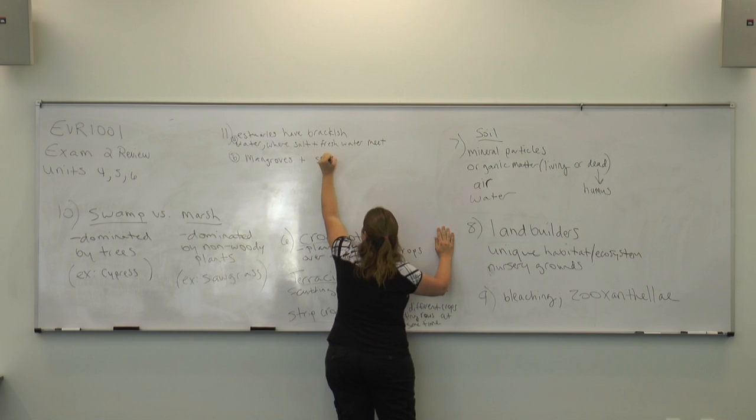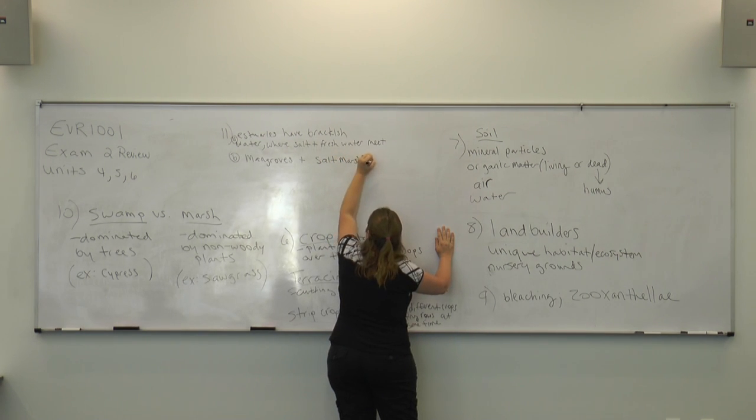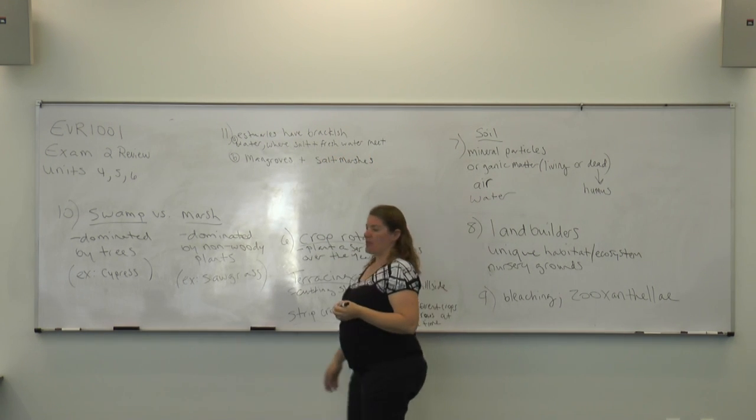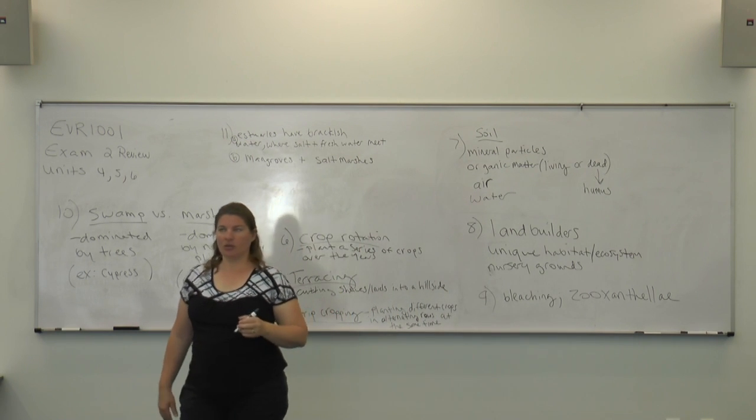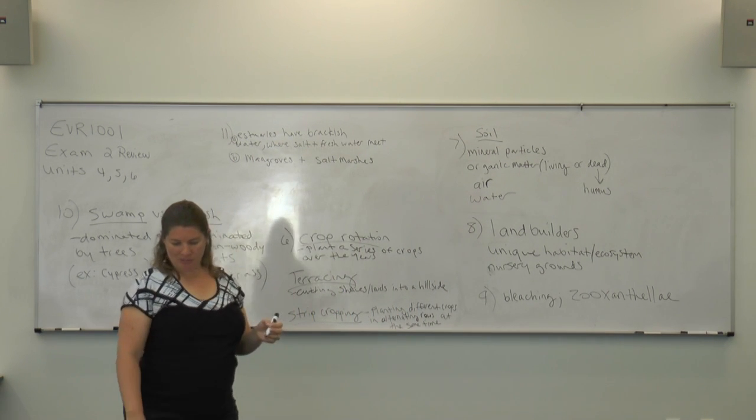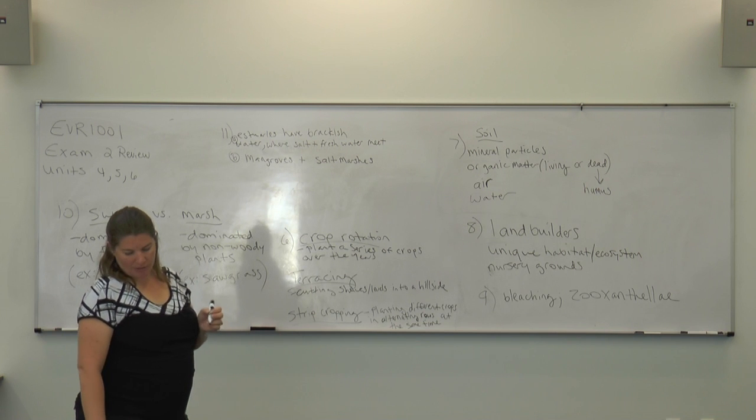Salt marshes. Does that ring a bell? Okay. So mangroves and salt marshes are both special ecosystems found in estuaries.